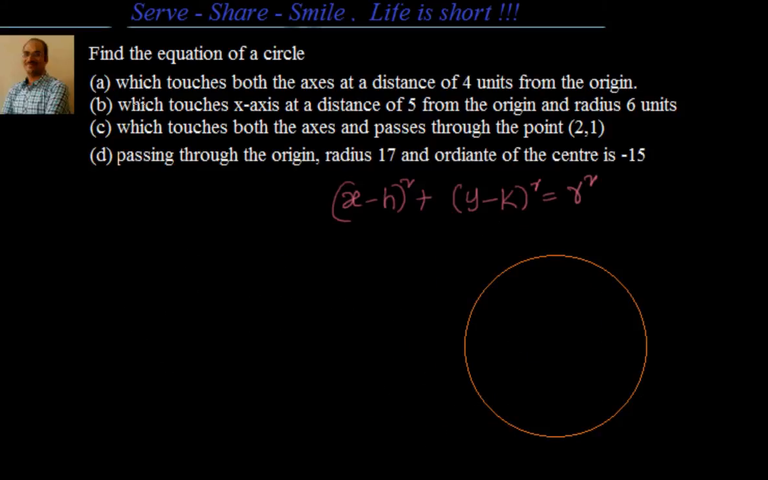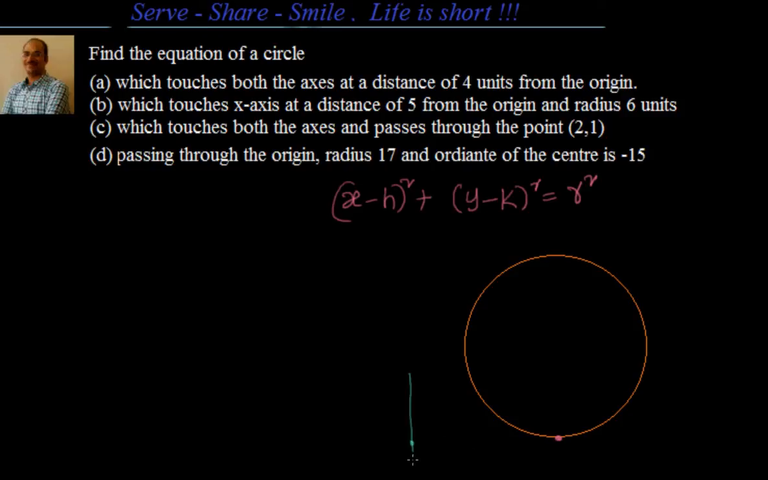Next one: find the equation of a circle which touches the x-axis at a distance of 5 from the origin and has radius 6 units. Let us say it is touching the x-axis at this particular point. Now I was told that this distance from the origin is equal to 5, so at a distance of 5 from the origin.